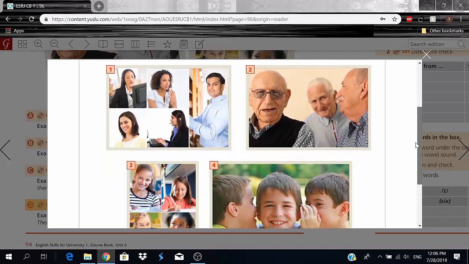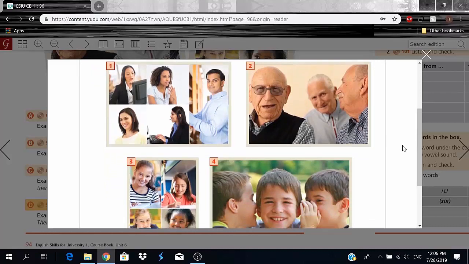98. Exercise D. Listen. True or false? 1, There are 8 adults. There are 5 women and 3 men. 2, There are 14 people. There are 9 male people and 5 female people. 3. There are 6 children, 4 girls and 2 boys. 4. There aren't any female children.